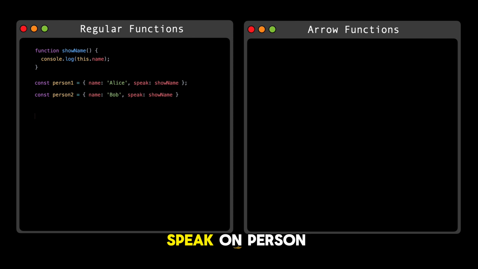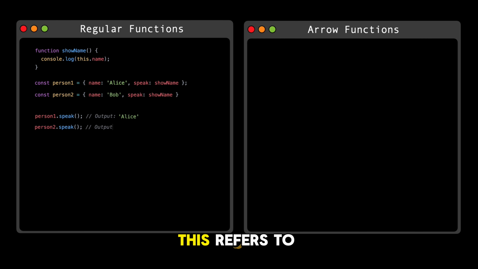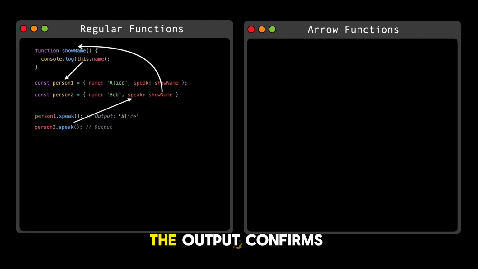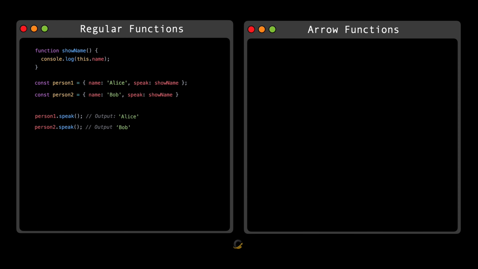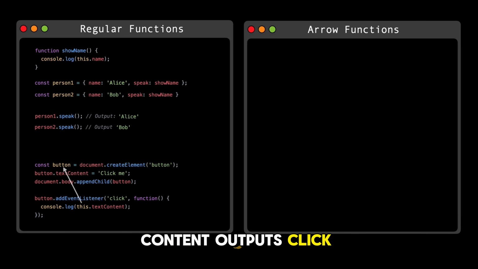When we invoke speak on person1, this within showName refers to person1. Likewise, when called on person2, this refers to person2. The output confirms this behavior. For our second example, let's see how this works within an event handler. In this event handler, this refers to the element that the event is acting upon, in this case, our button. So when the button is clicked, this.textContent outputs click me.